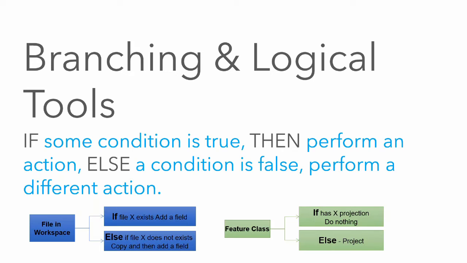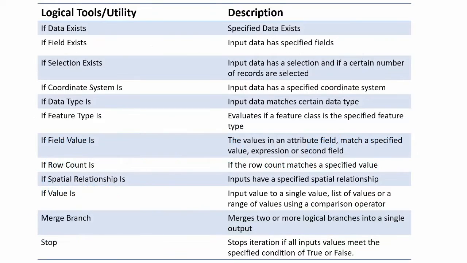In ModelBuilder, if then else logic can be added via three methods: the set of built-in logical tools, custom Python functions, and then those script tools. Logical tools are a category of ModelBuilder utilities that help you control the flow of processes in a model and enable that if then else branching logic.